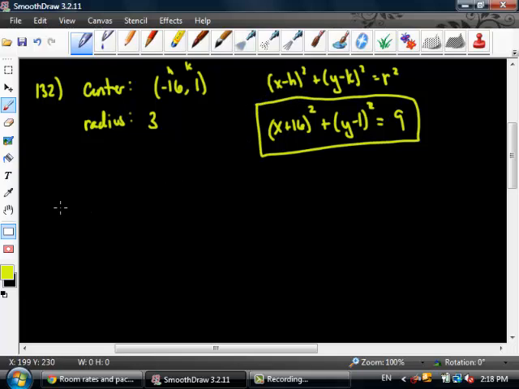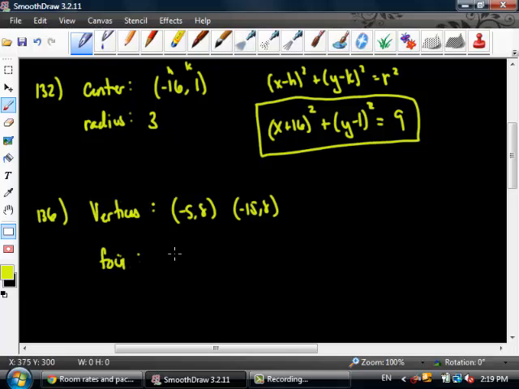Okay? Where this stuff starts to get a little more tricky is in problems like number 136, where they give you the vertices of an ellipse. So let's say negative 5, 8 and negative 15, 8, and they give you the foci, and that is at negative 6, 8 and negative 14, 8.